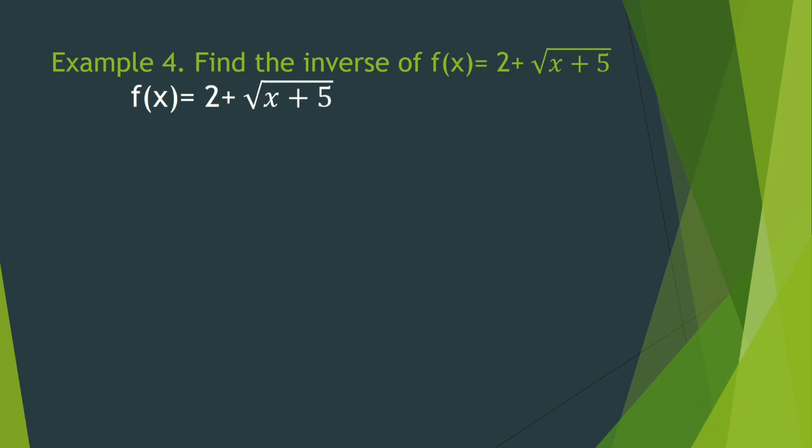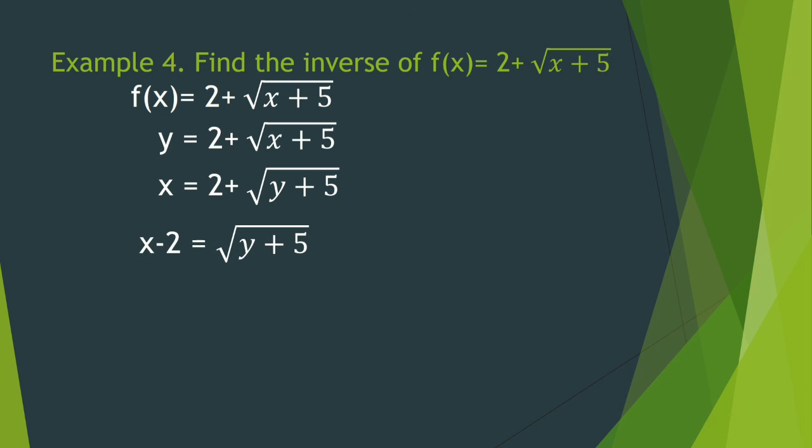Find the inverse of f of x is equal to 2 plus square root of x plus 5. So we have now, our first thing to do is to change f of x by y. So that is y is equal to 2 plus square root of x plus 5. And then, i-interchange natin yung x and y. So, we have now x is equal to 2 plus square root of y plus 5.